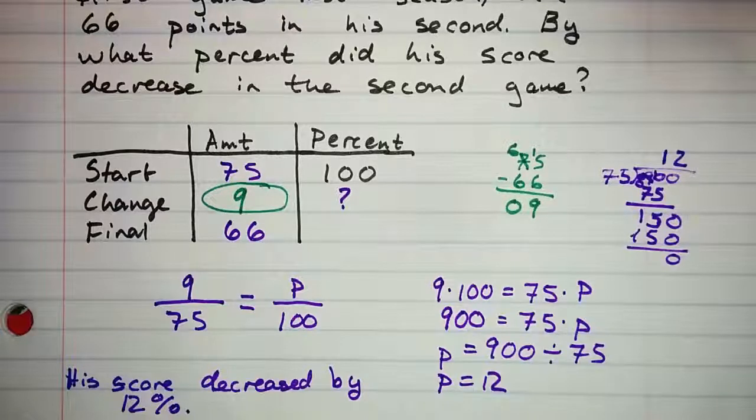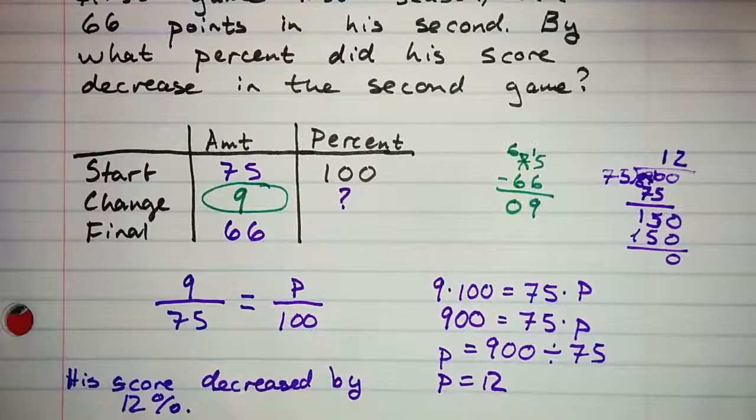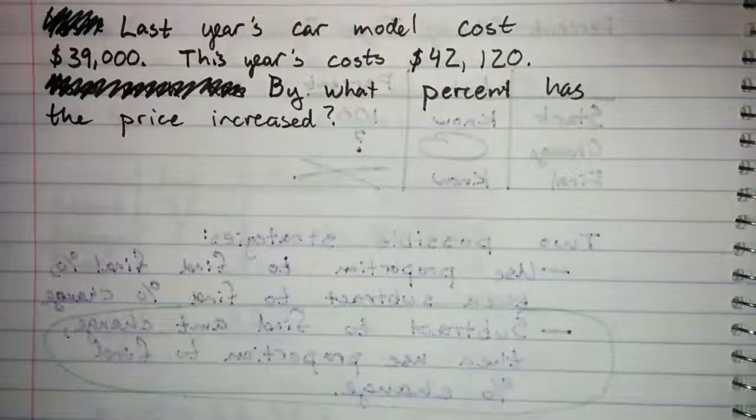So what was different in this problem? We had to use subtraction to find the amount change before we could use a proportion to find the percent change. Let me give you one of these to try. Suppose last year's car model costs $39,000 and this year's costs $42,120. By what percent has the price increased? Pause the video and try this now.